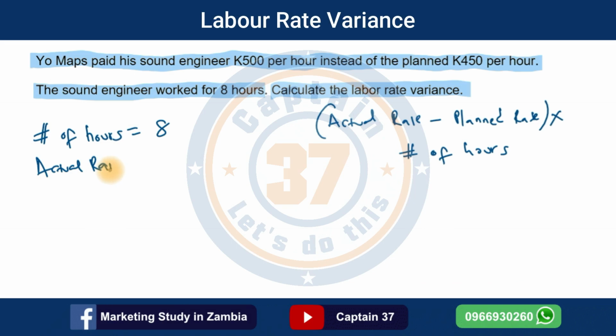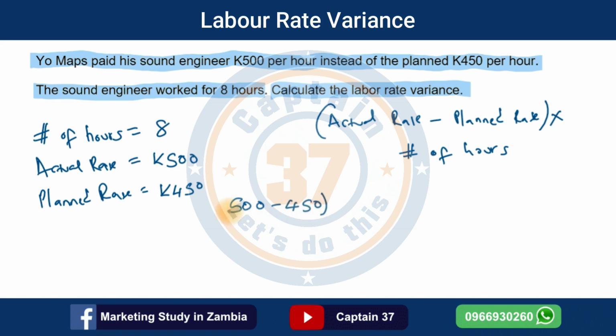The actual rate was 500 kwacha. And the planned rate was 450 kwacha. So when we apply this particular formula on this information that's given, it's going to be 500 minus 450 multiplied by 8. 500 minus 450 is 50 by 8.